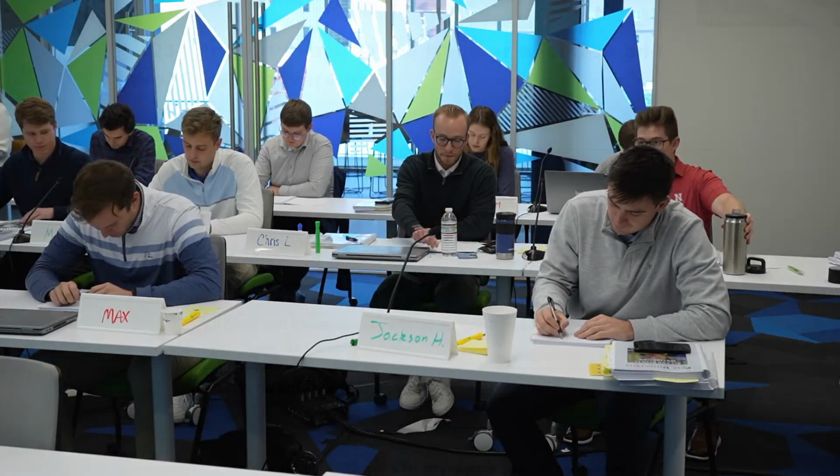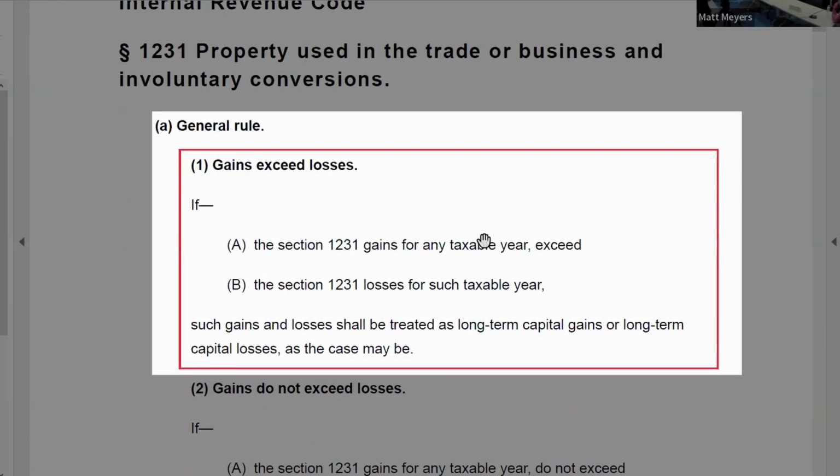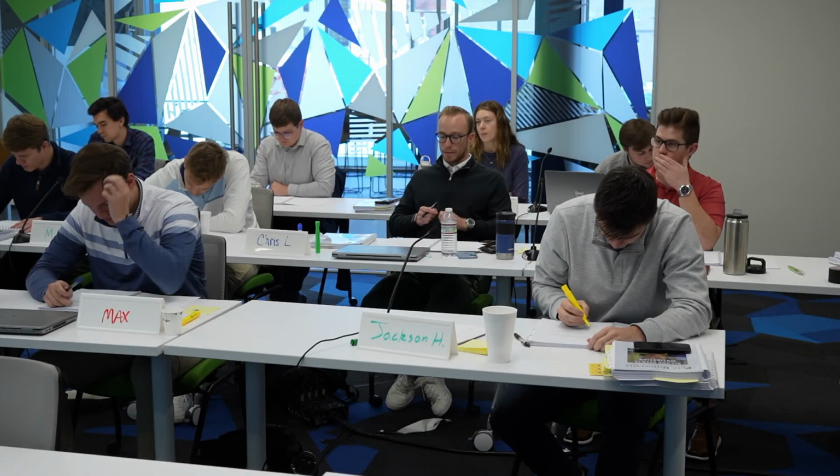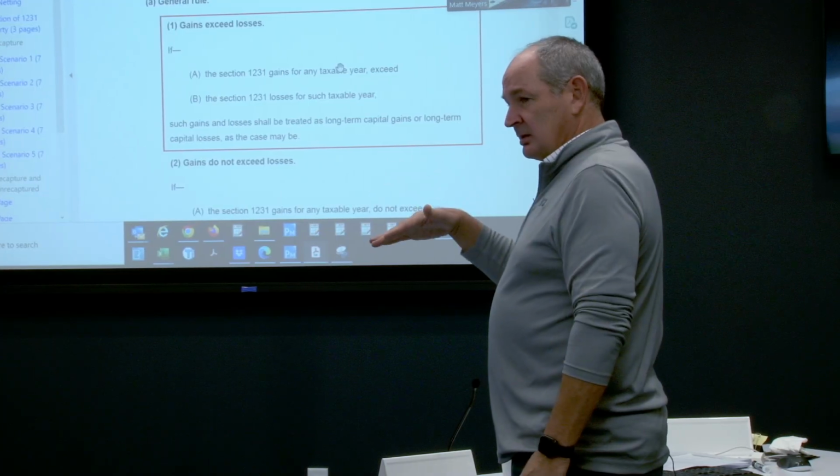Okay, so let's see. Allie, what's this say? General rule, gain exceeds loss. If A, the section 1231 gain for any taxable year exceeds B, the section 1231 loss for such taxable year, such gain and losses shall be treated as long-term capital gains or long-term capital losses as the case may be. Okay, does that sound a little bit like the netting that we were talking about earlier?